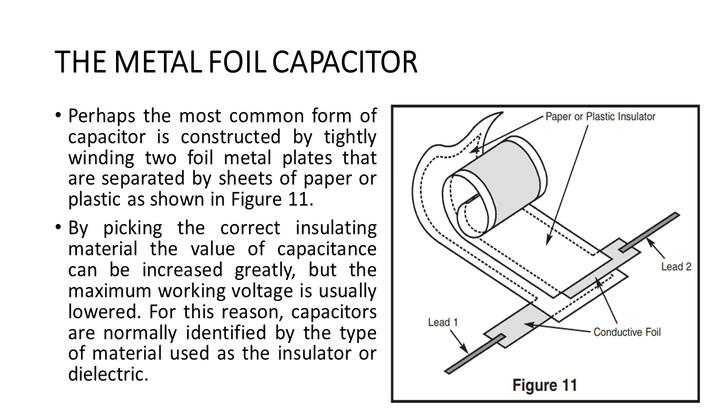Perhaps the most common form of capacitor is constructed by tightly winding two foil metal plates that are separated by sheets of paper or plastic as shown in figure 11. By picking the correct insulating material, the value of capacitance can be increased greatly, but the maximum working voltage is usually lowered. For this reason, capacitors are normally identified by the type of material used as the insulator or dielectric.